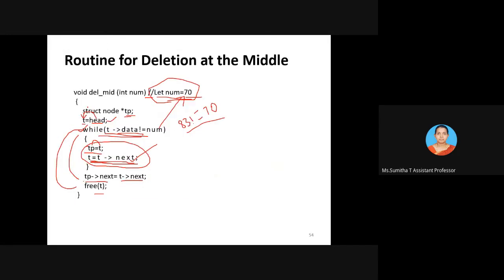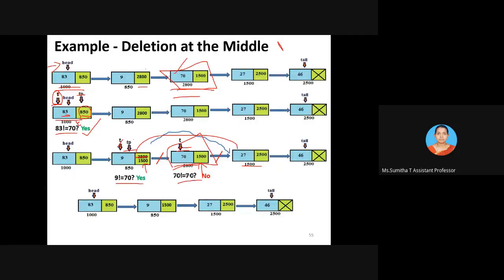This is assigned to t. T of next is 850. This is the second node. The second node is assigned to t, so the t comes here. This second node is named as t. And what is the name of the first node? TP. Very good. So the first node is named as TP and the second node is named as T.